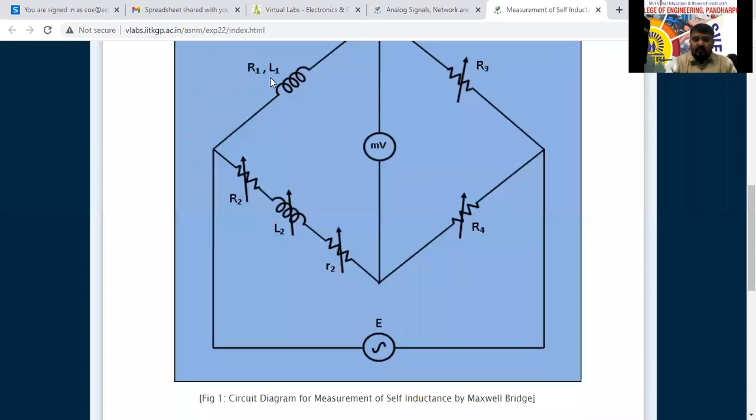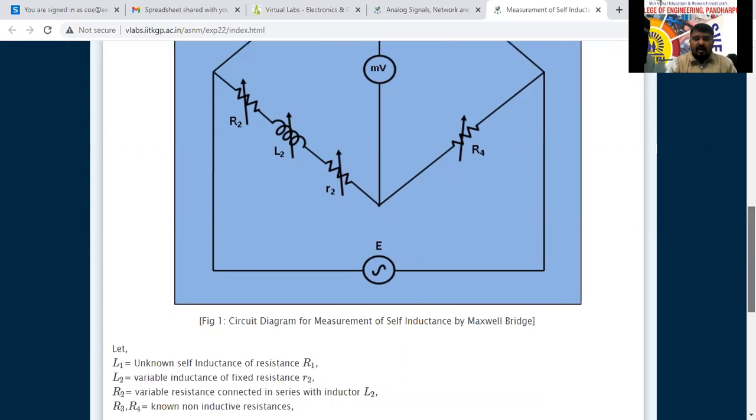See here, R1 and L1 are the unknowns we are going to consider. According to the formula we derived previously, based on that we have to measure this. And R2, R3, R4 are variable. By varying these resistances and this inductance, we can make the bridge into the balanced condition.